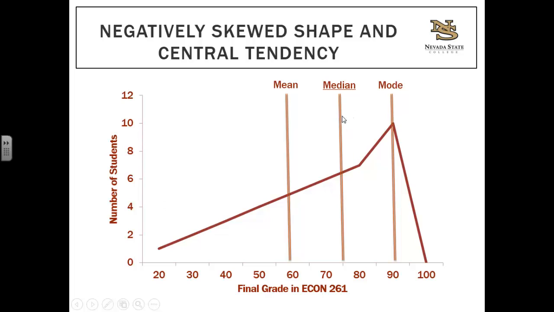So the median you'll always find is between the mean and the mode, even if it's skewed. And in this case, you would want to use the median. We have a skewed distribution with ratio data.